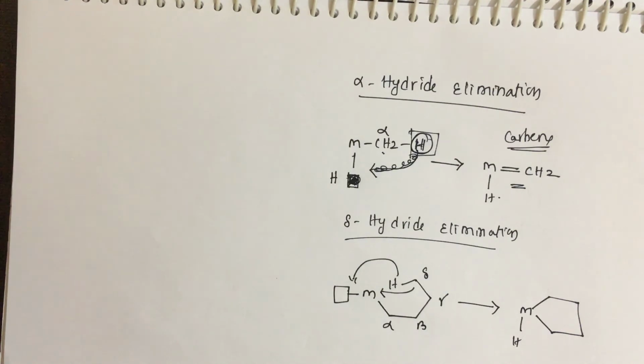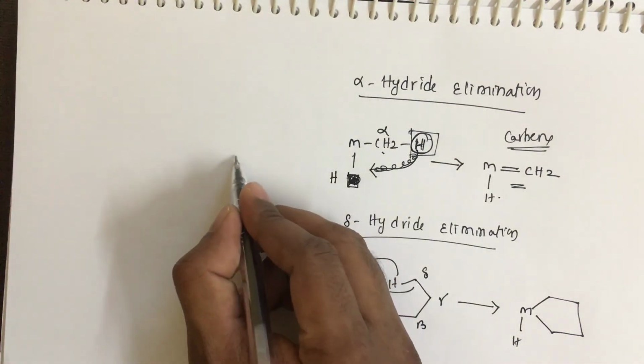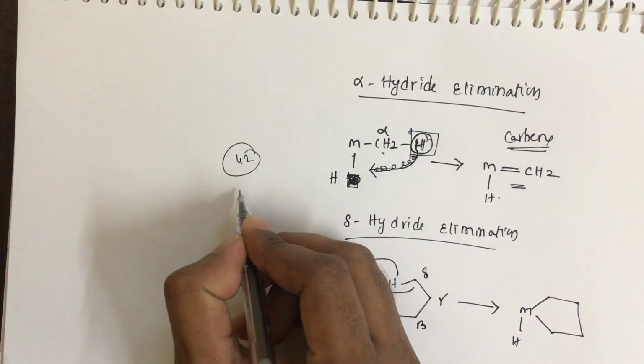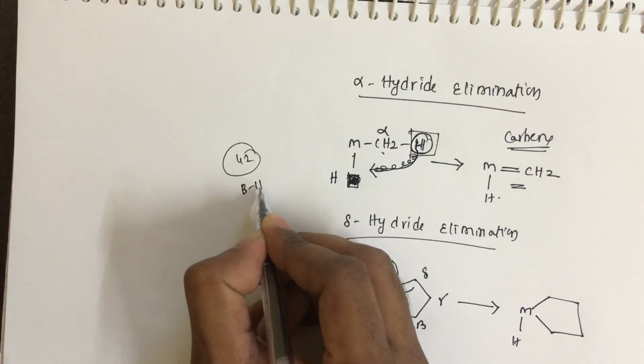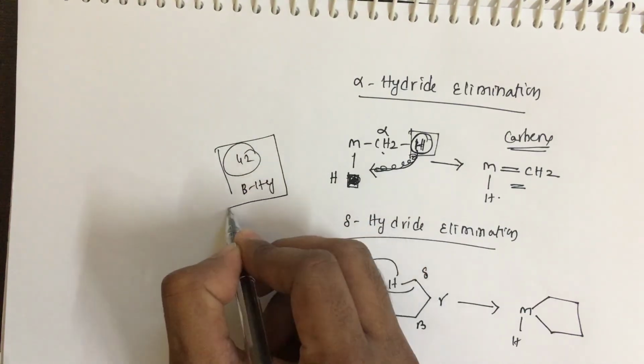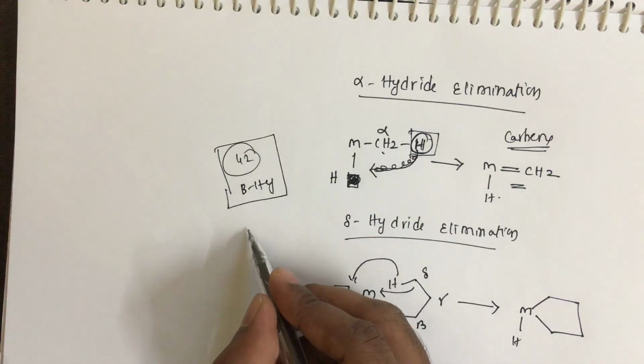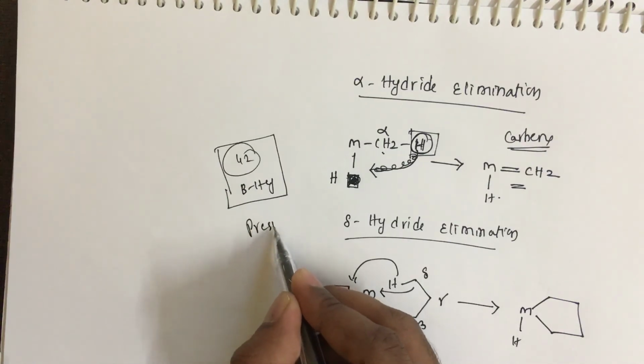And this is about 1,2 insertion and beta hydride eliminations. I will be doing the previous questions on these topics separately.